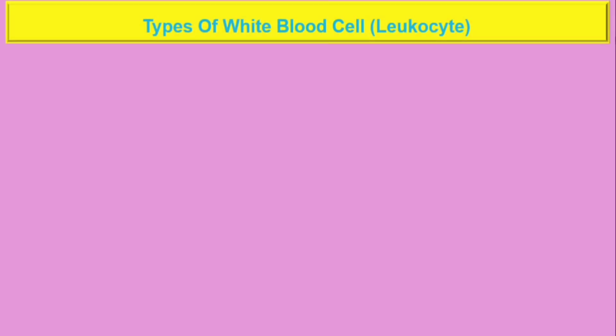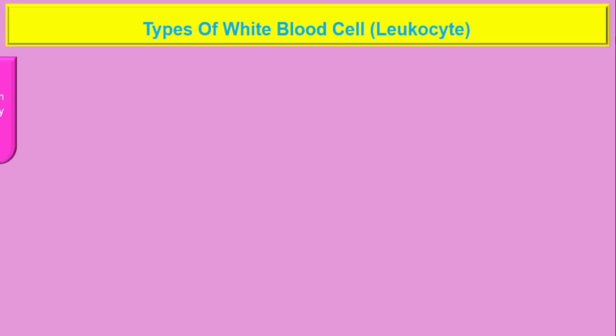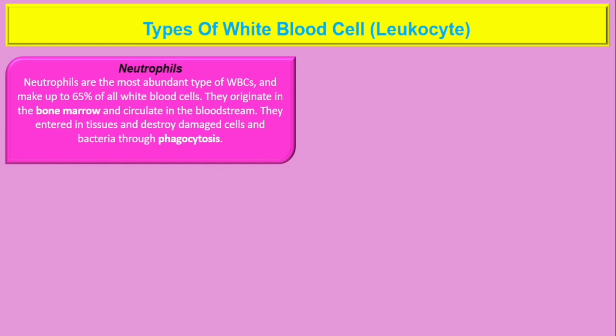Types of white blood cells. Neutrophils. Neutrophils are the most abundant type of white blood cells and make up about 65% of white blood cells. They originate in the bone marrow and circulate in the bloodstream. They enter tissue and destroy damaging cells and bacteria through phagocytosis.